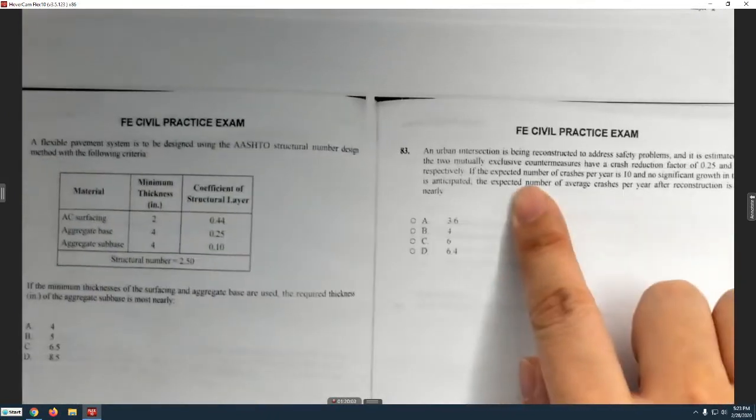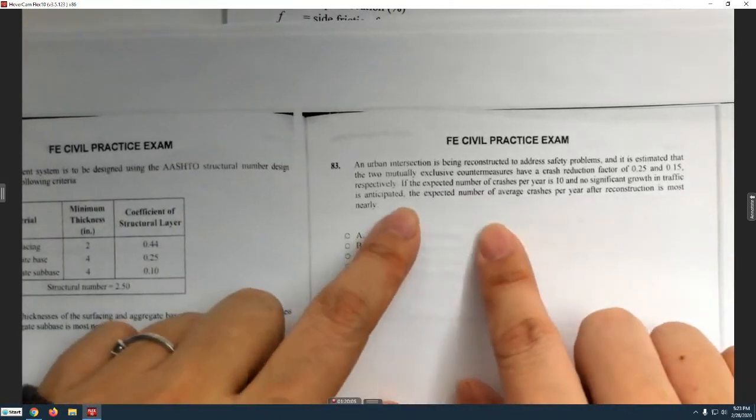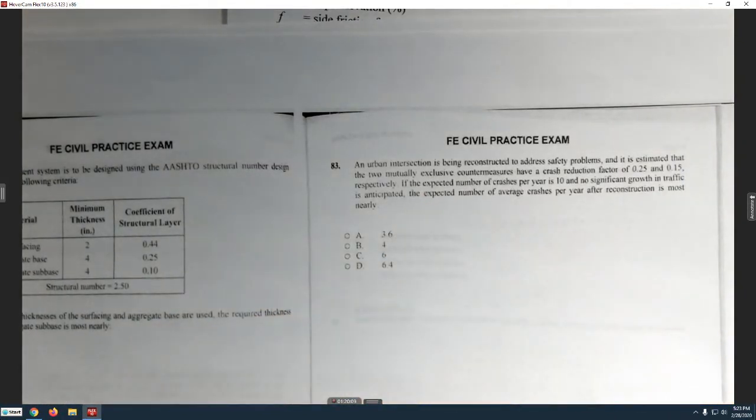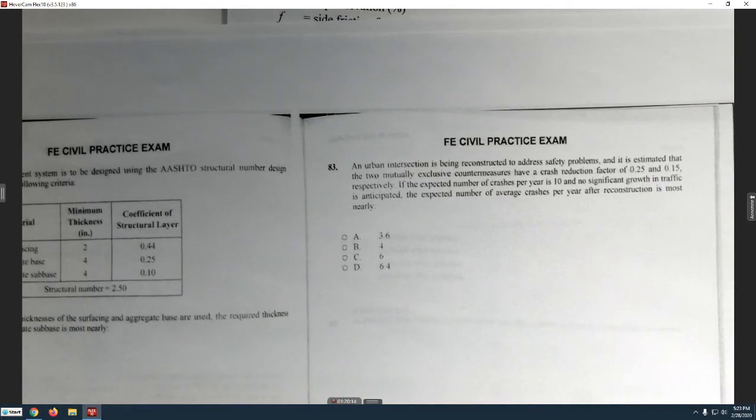Okay, here is the crash rate reduction, or crash reduction. This one. You can use the equation in the reference book, but I personally prefer my way.